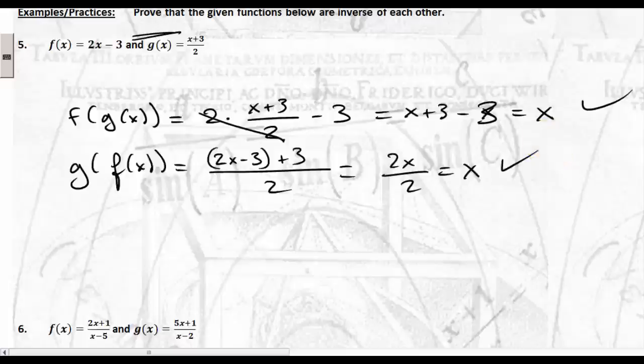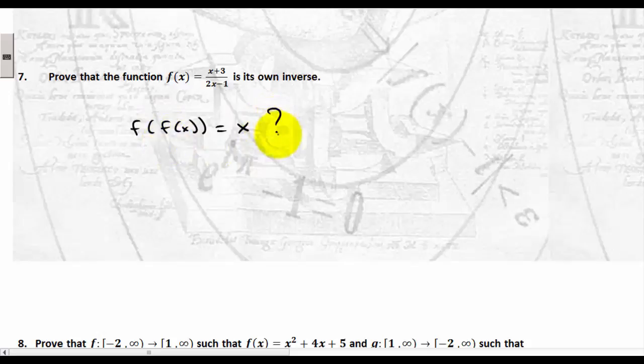You do number 6, and I'm going to do number 7. So I need to prove that f is its own inverse. Well, that's okay. I need to prove that f of f of x is equal to x, and I don't have to check the other one because it would be the same. So is that true? I don't know. Let's see. Let me plug f of x into itself. So x plus 3 over 2x minus 1.